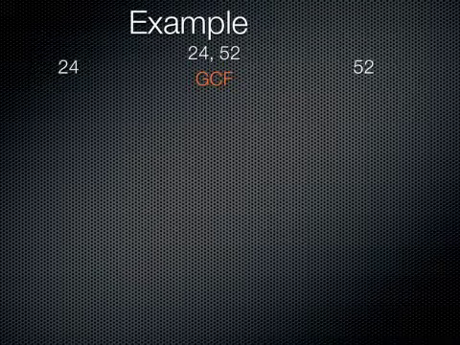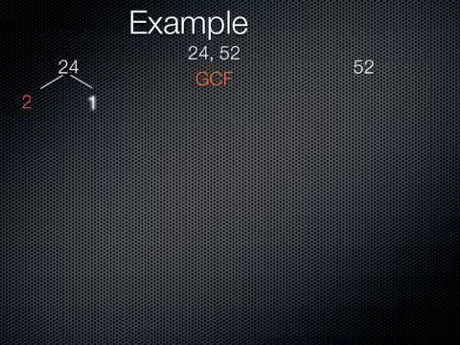So if I want to find the greatest common factor of 24 and 52, I first need to do the prime factorization of 24 and 52. So let's start with 24. So 24 can be 2 times 12. 2 is prime, but 12 I can still reduce to 2 times 6. Now 6 can be broken down into 3 times 2, and I get my prime factorization of 2 times 2 times 2 times 3.